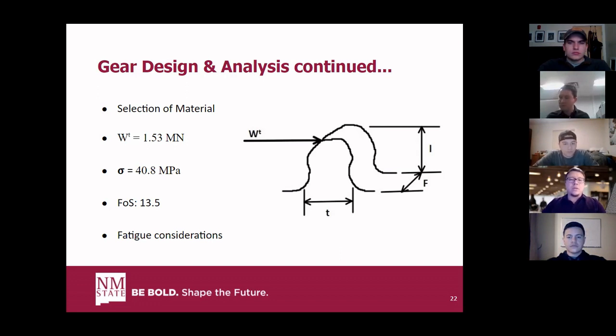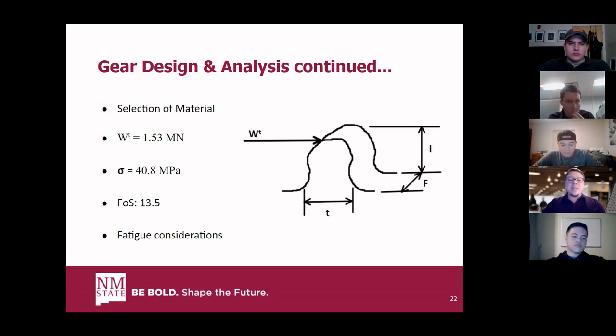And we know this because when you observe the equation for stress, it involves the transmitted load and geometric properties of the tooth. So when focusing on the tooth geometry, it was important to keep the length small and the footprint of the tooth large, because this effectively reduces the stress experienced by the gear teeth themselves. And the stress was determined, and that would be 40.8 megapascals. And with an allowable stress and a factor of safety determined, we could estimate a factor of safety of 13.5.